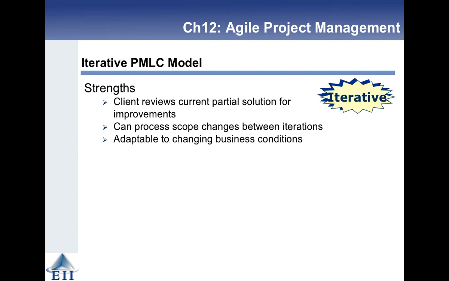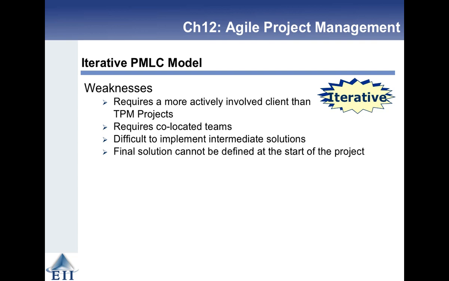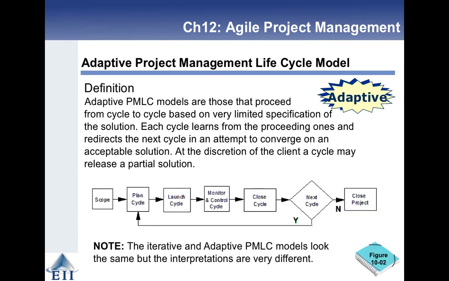Strengths are that the client reviews the current partial solution for improvements, and we can process scope changes between iterations, and it's adaptable to changing business conditions. Problems with it: it requires a much more actively involved client than traditional projects do. It requires co-located teams. It's difficult to implement intermediate solutions, and the final solution cannot be defined at the start of the project, which may not be good for business. Okay, so that's the iterative version.